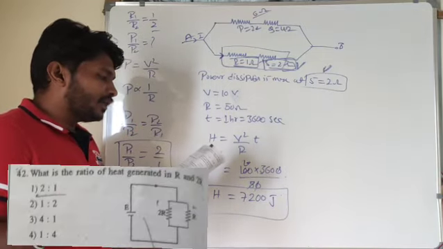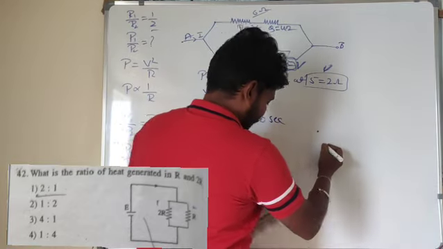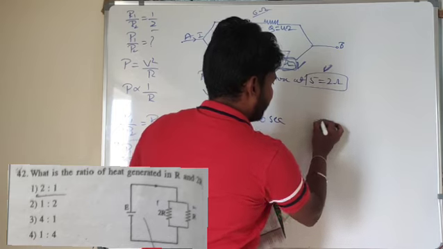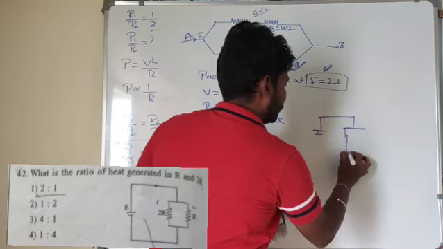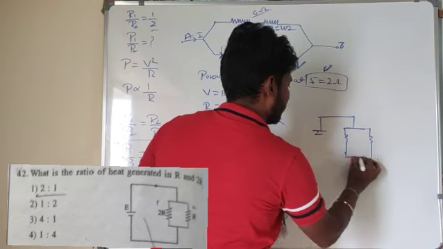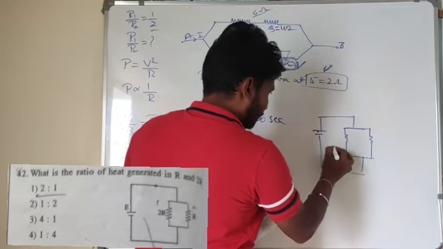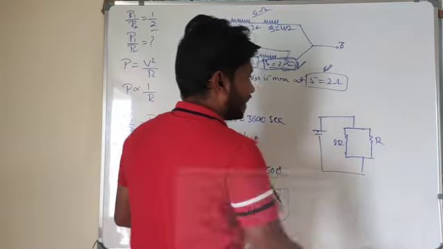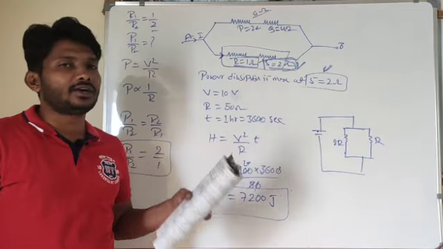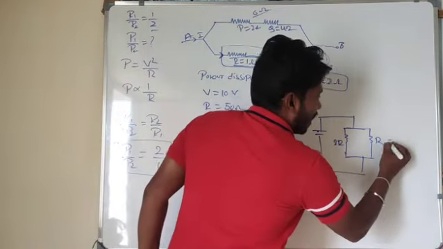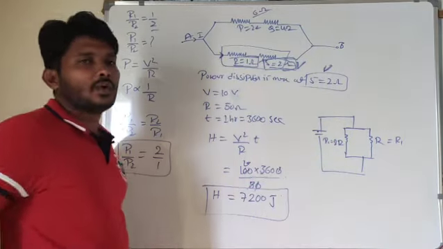What is the ratio of heat generated in R and 2R? Here they mention one circuit. In that circuit, two resistors are there, in parallel combination. So it is 2R and it is R. They asked to find out the ratio of heat generated in R and 2R. So R1 I can take as R, R2 I can take as 2R here.